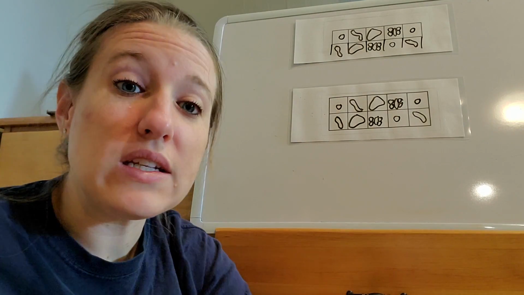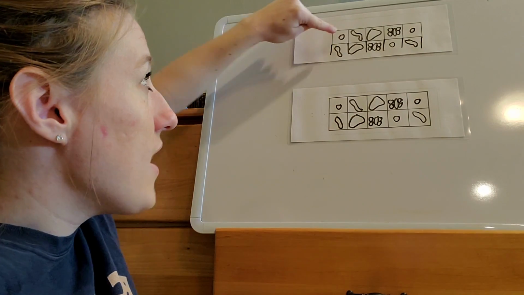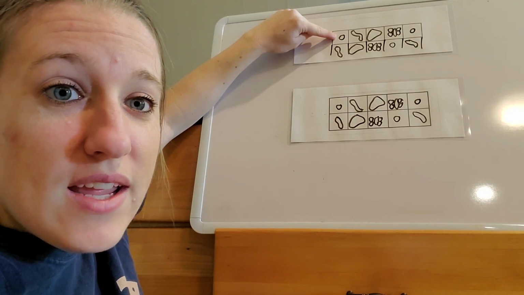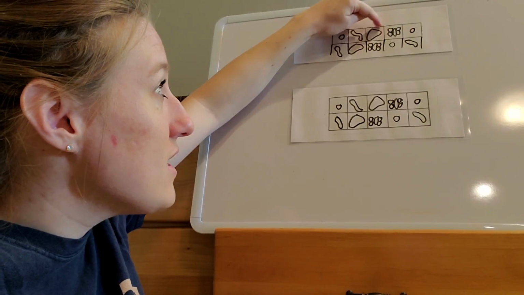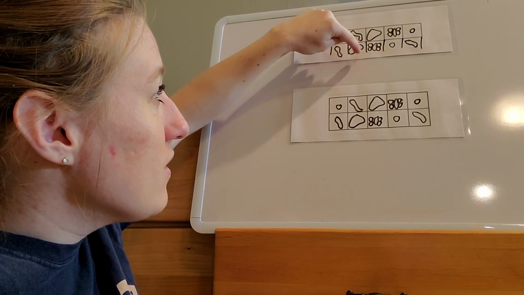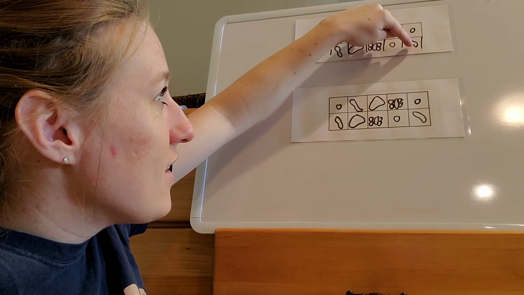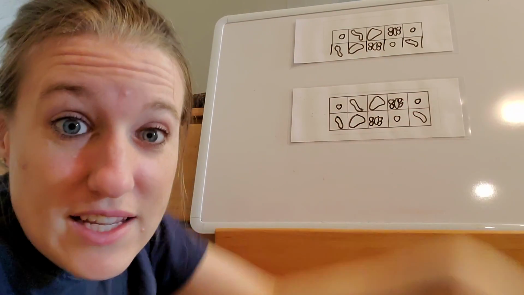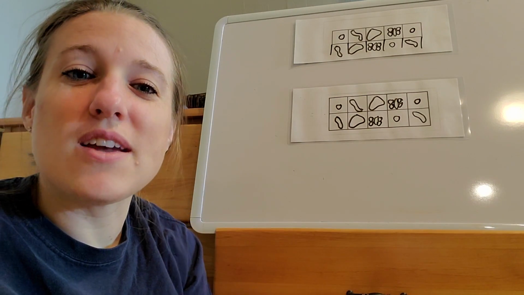Now we're going to point to our pattern and say what happens. So start at your egg. Ready? Egg, caterpillar, chrysalis, butterfly. Egg, caterpillar, chrysalis, butterfly. The pattern keeps happening over and over.